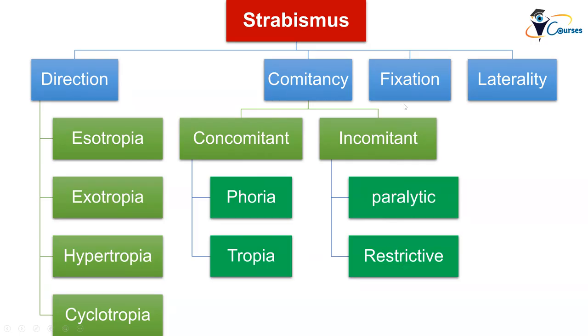Okay. Strabismus also can be classified according to the fixation: if the patient has alternate fixation or dominant fixation, and this will indicate the presence of amblyopia or not. If the patient has a preference to fixate by one eye, this may indicate the presence of weak vision or amblyopia of the other eye. And laterality, whether it is unilateral, bilateral, or alternating.